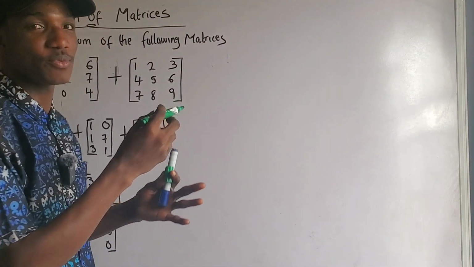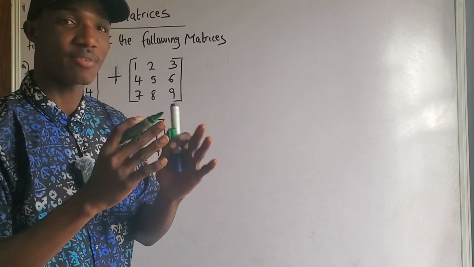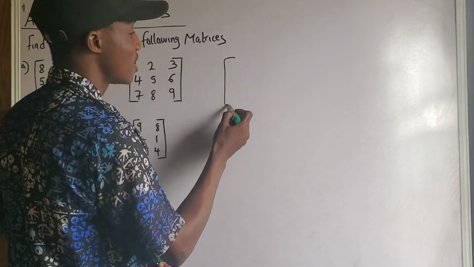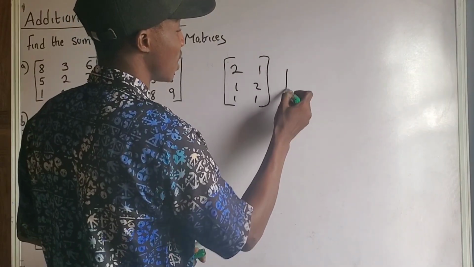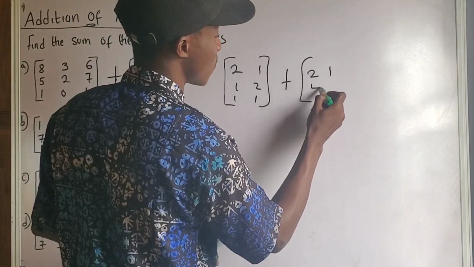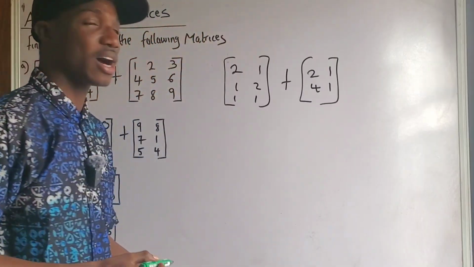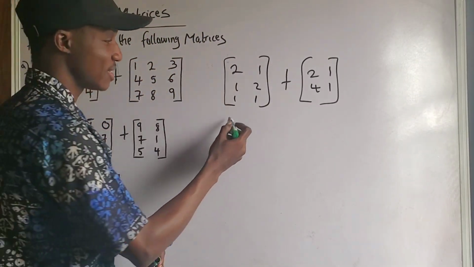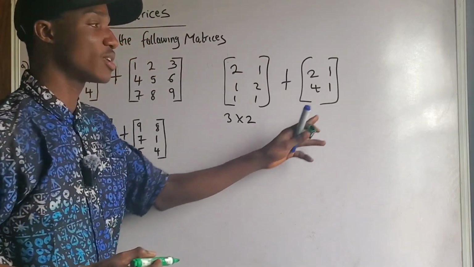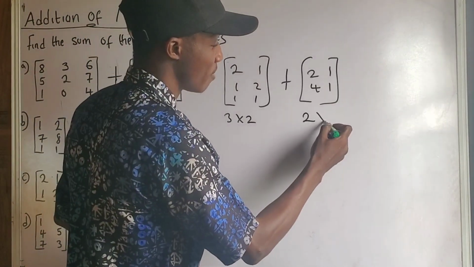Let's say we are asked to add two matrices that don't have the same order. For example, let's say we have to add the following matrix, 2 1 1 2 1 1, plus another matrix, maybe 2 1 4 1. Now, what is the order of this matrix? It is 3 by 2, right? And the order of this other matrix is 2 by 2.